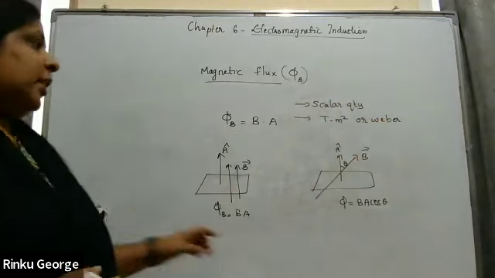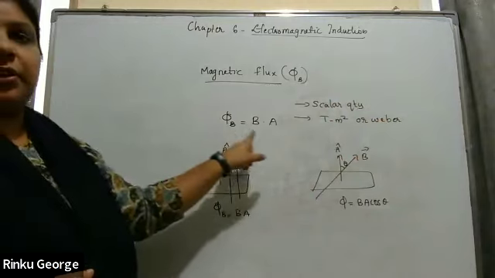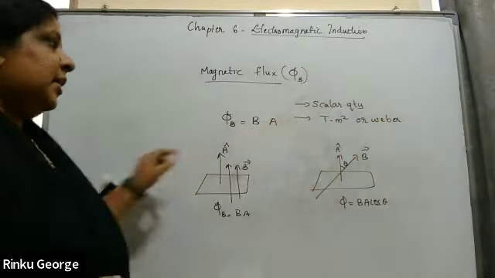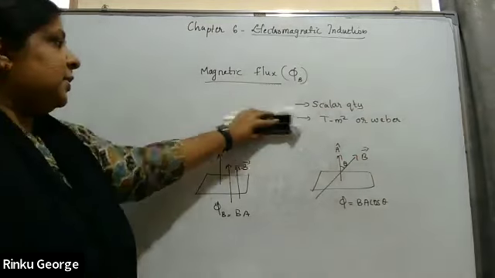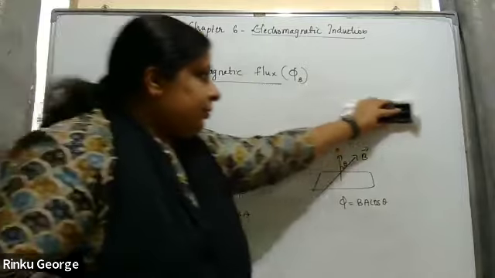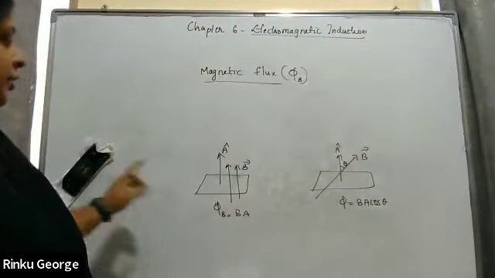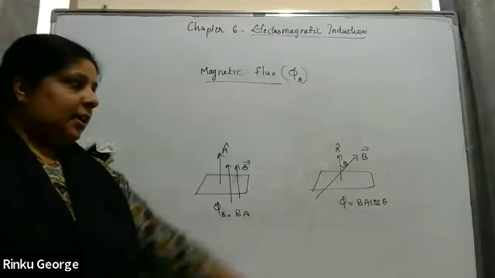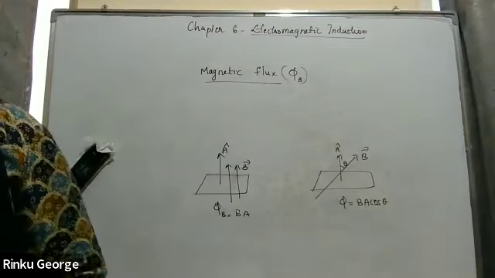Then just draw these two diagrams as well. You wrote the equation, right? Phi is equal to B dot A. Write the equation. It is a scalar quantity. Unit is Tesla meter square or Weber. Then you write the diagram. Here theta is equal to 0 degrees, so phi is equal to BA. Here phi will be equal to BA cos theta.